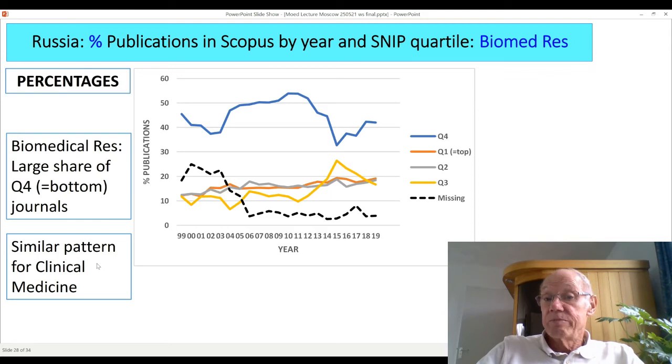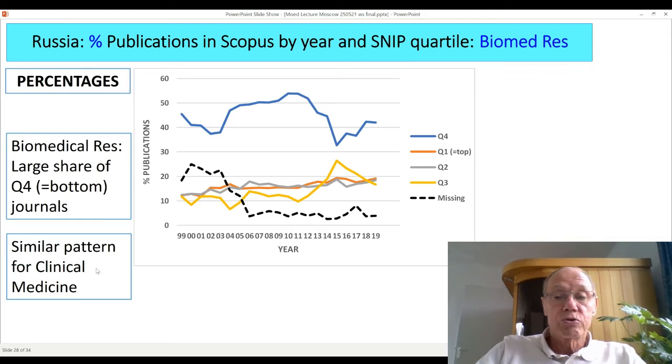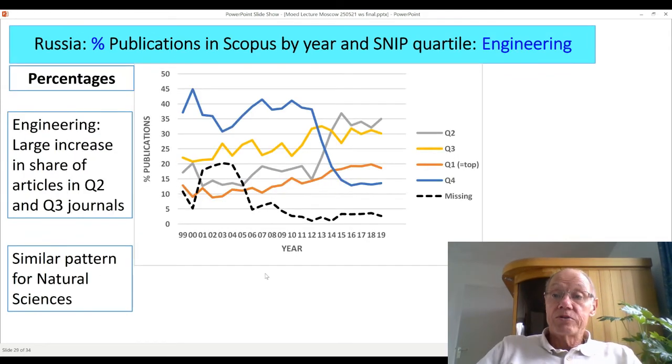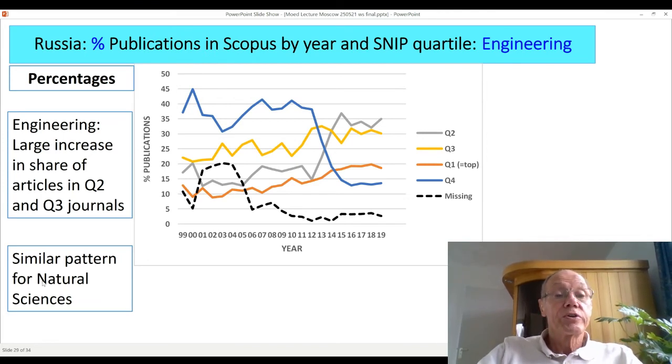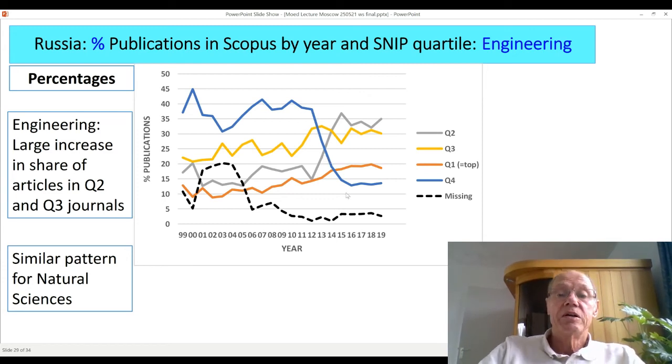Clinical medicine has a similar pattern. I will not show the slide. But in engineering and also in natural sciences, the pattern is entirely different, as you can see here. There is a large increase in the share of articles in Q2 and Q3 journals, and a very steep decline of papers in journals that are in the bottom quartile.